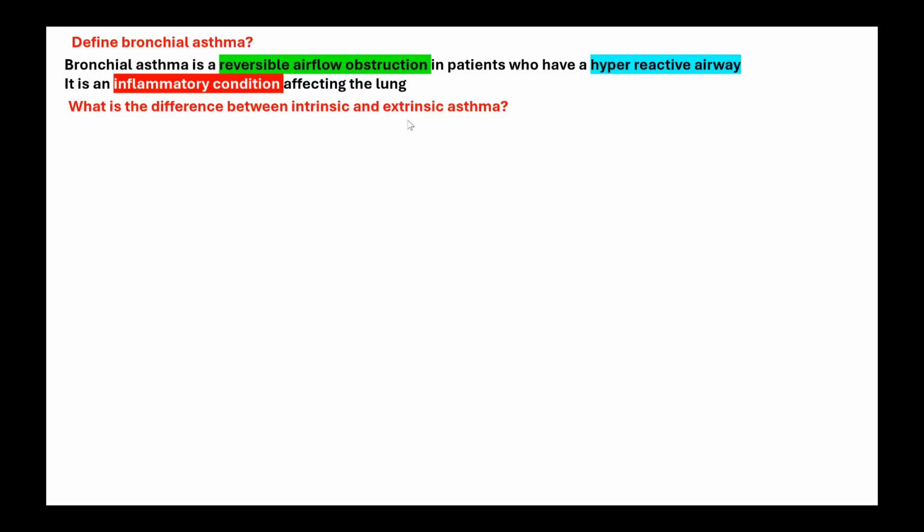What is the difference between intrinsic and extrinsic asthma? Have you heard of these two terms? That there exists a classification called intrinsic and extrinsic asthma. Are you aware of it? Sir, intrinsic is there from childhood, sir. Extrinsic is acquired possibly in adulthood, after exposure to allergen.